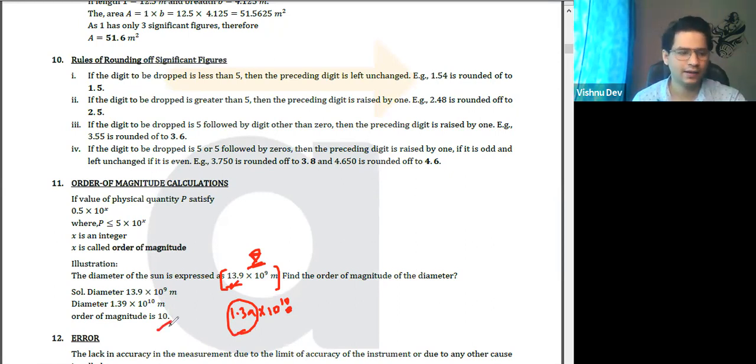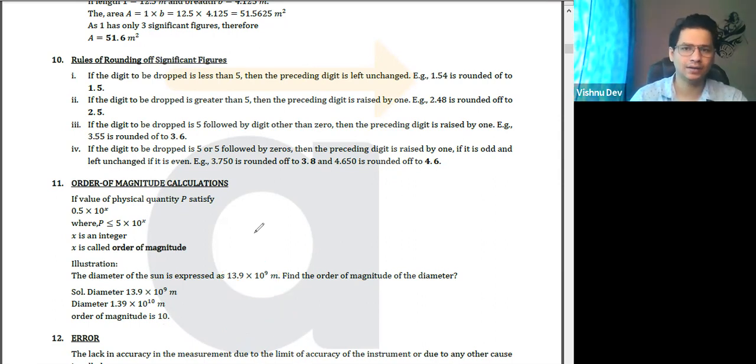Everything is clear in this concept? So three concepts we have covered: significant figures, rounding off, and power concept. Super easy. Now, last is error. That is very, very important, because this will be used in almost all chapters. I guess all of you know what is error.